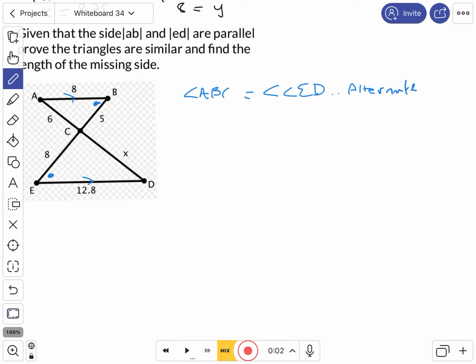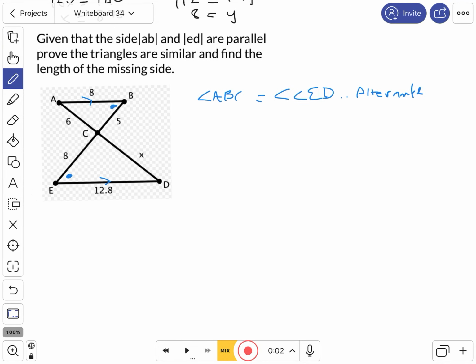Okay, so if I look for my next piece of information then, I also see that this angle here is equal to this angle here. And they're opposite angles. So I write now that angle ACB equals angle ECD, and they're opposite.